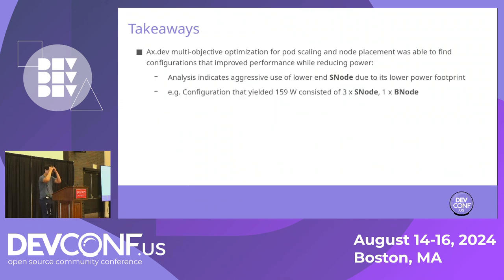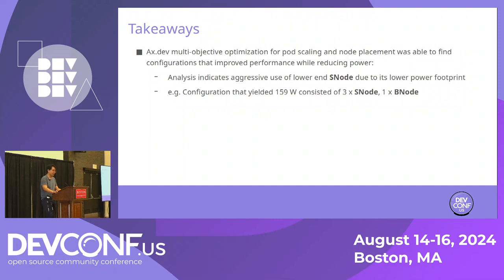So the takeaway message is that what we found is that using this online learning multi-objective optimization approach is able to really aggressively find configurations of both the number of pod replicas and the nodes, such that you get really improved performance while also saving energy.